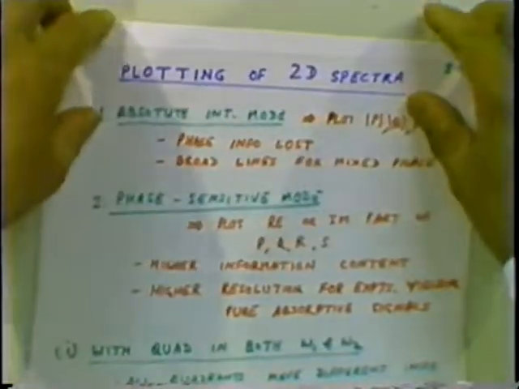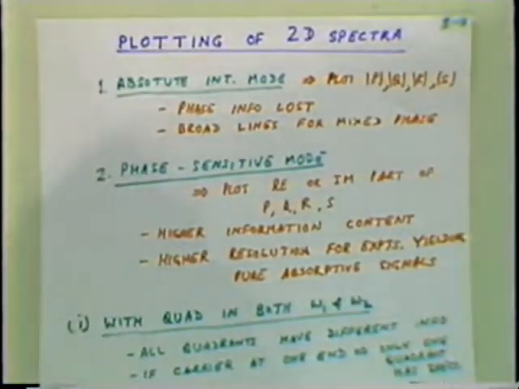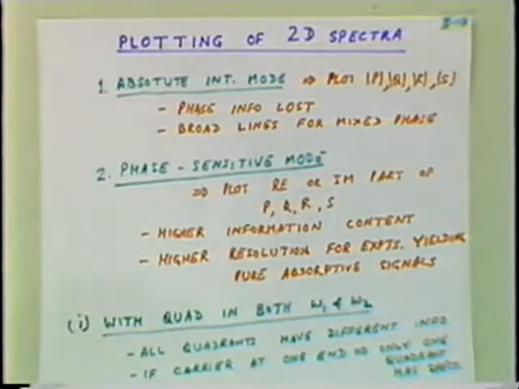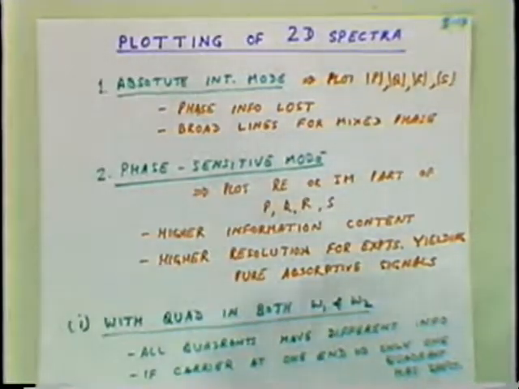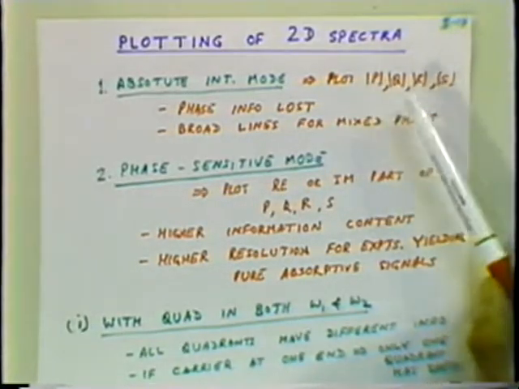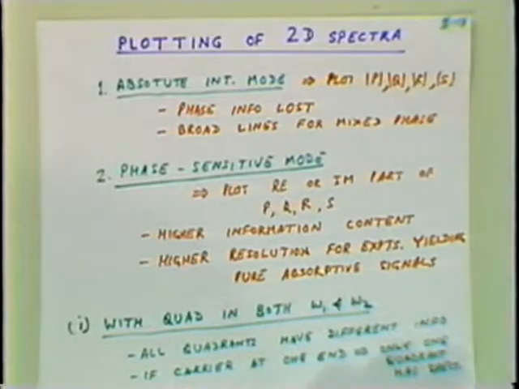We come to a more mundane matter, the plotting of 2D spectra. It looks mundane in the sense that you don't have to do much calculation at the moment, but it is very important how you do it. One can simply do an absolute intensity mode and not worry about it. Calculate the absolute intensity of P, Q, R, and S, and you have different information in the 4 quadrants, but the phase information is lost, and we get mixed line shapes and broad lines.